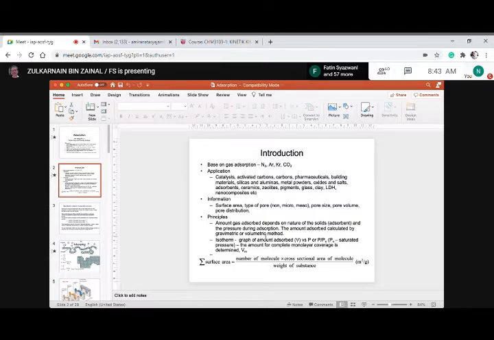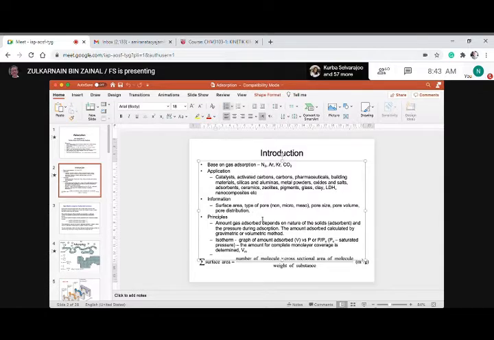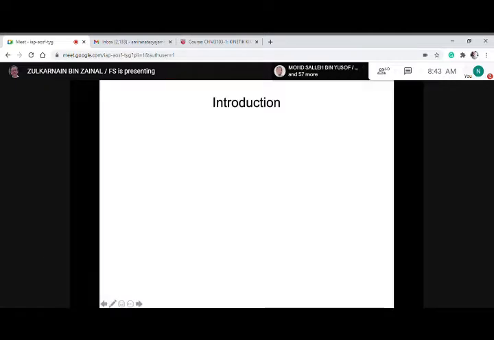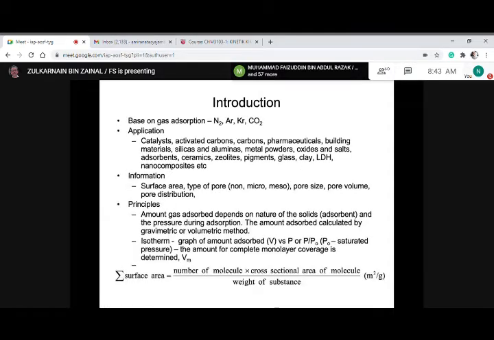So why? Because what we are interested in is to get the surface area of the adsorbent. By doing the absorption process, we can calculate or get the surface area of the material or the adsorbent, right? So this is good for application in catalysis. For example, in catalysis, you want to know the surface area of the catalyst. Let me just make it bigger. Okay, so you want to know the surface area of the materials that you use for the absorption.